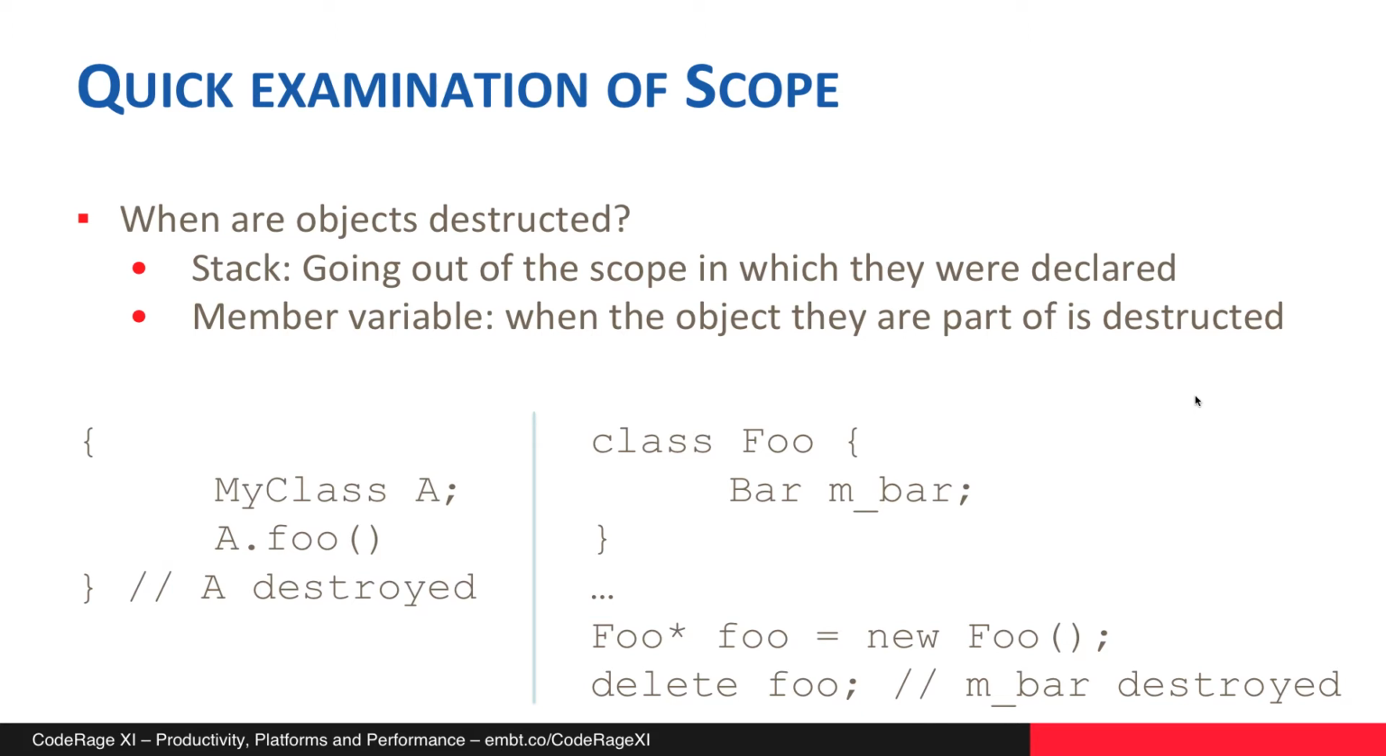Similarly, when you have a class, a member variable is destroyed when the object that it's part of is destructed. The code sample on the right uses new and delete, which is bad code that we're going to replace later on. But you can see that when you call delete foo, the member variable mbar that is part of the foo object instance is destroyed.